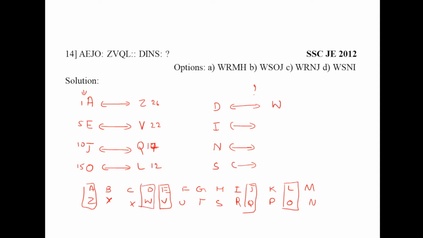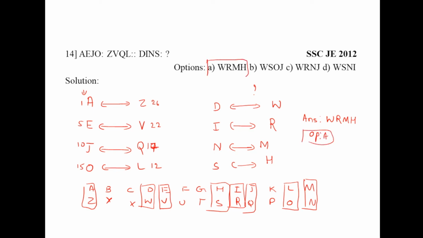For I I have R, Indian rupees, IR. For N I have M, and next for S I have H. So my answer for this question is WRMH. Is it there in the options? Yes, option A. Option A is the right answer for this question. Okay, let us move to the next question, guys.